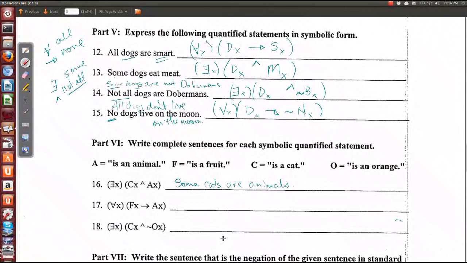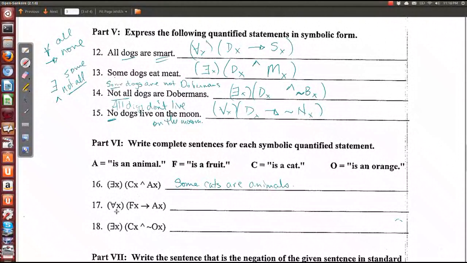I realize that the symbol says X is a cat and X is an animal. But I really want to write this in this more condensed form, the form that we use when we're speaking. Some cats are animals.